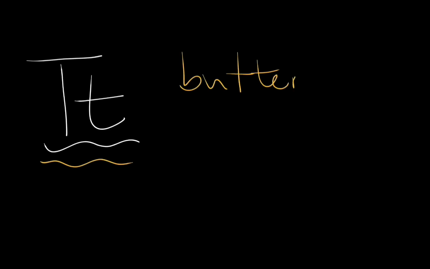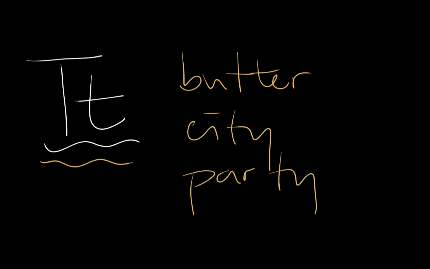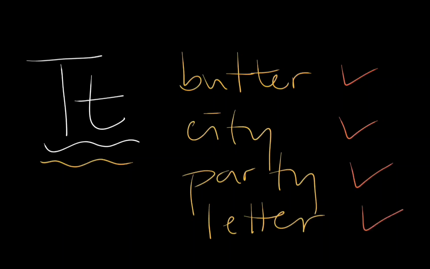Other common loan words from English of the same nature are butter, city, party, letter. Again, butter, city, party, letter. And never with a rolling D, because they would sound foreign to the Ilonggo ear.